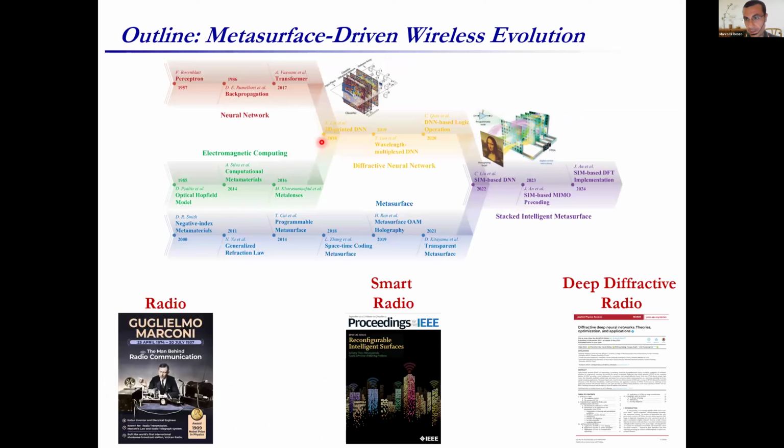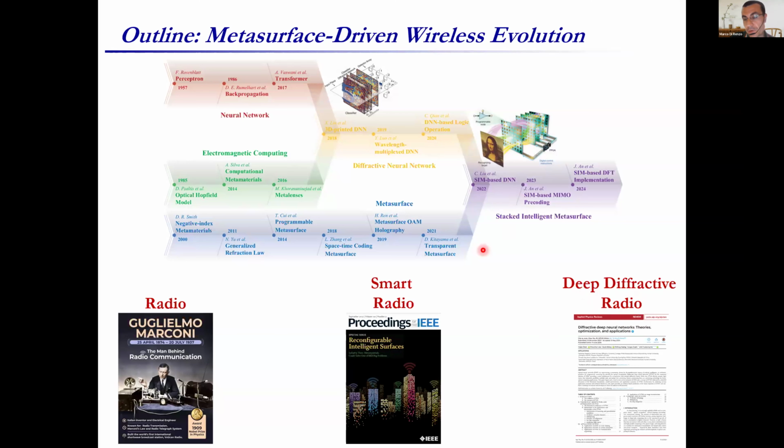So now the idea is the following. I will briefly recap what has been happening over the last few years around a concept which is called smart radio environments, which essentially means how to use metamaterials for wireless applications. And then I will go through the emerging concept of deep diffractive radio, or essentially wireless systems that capitalize on advanced metamaterial structures that mimic machine learning algorithms. Okay, that's just to give you an idea.